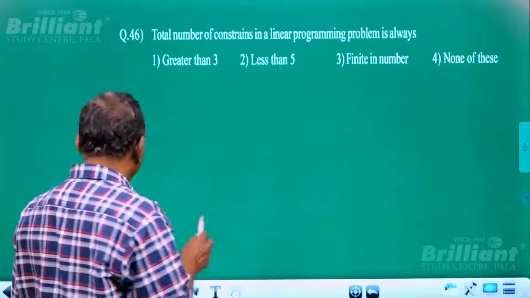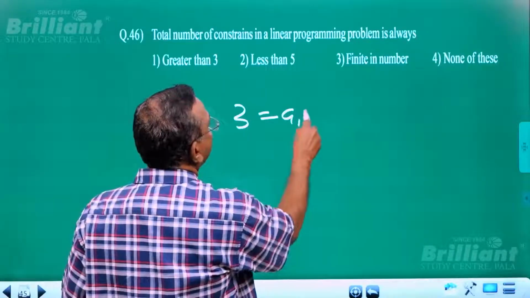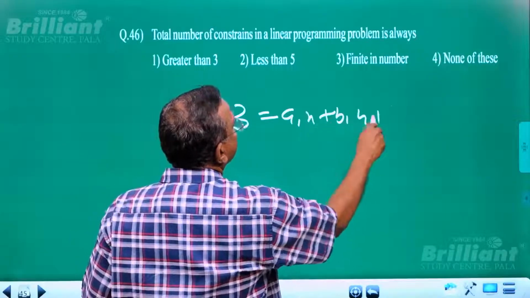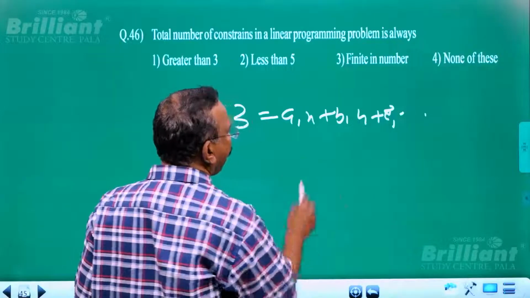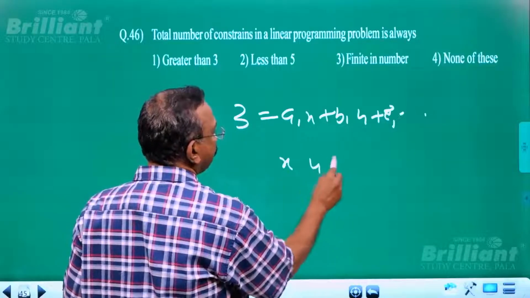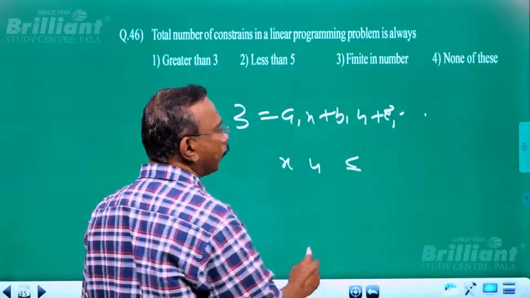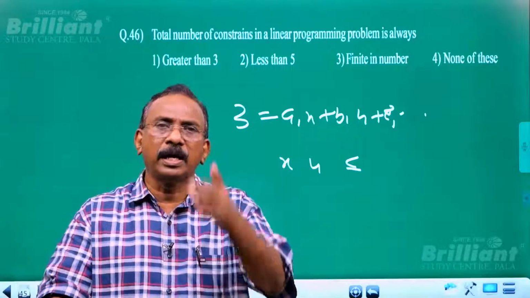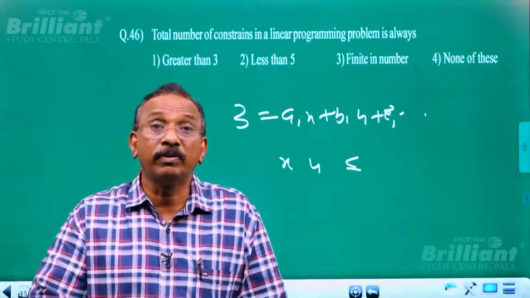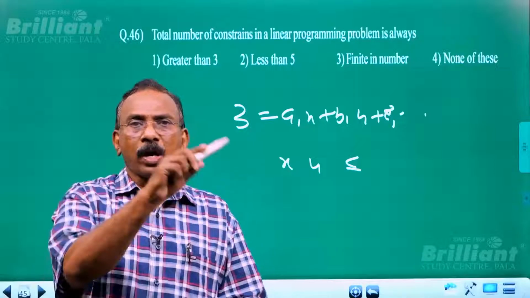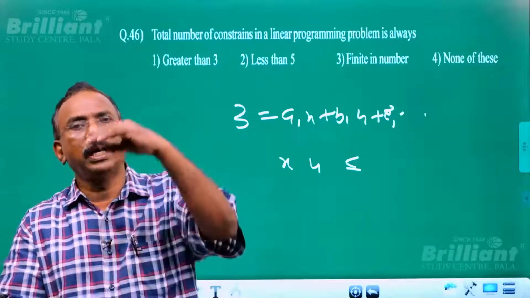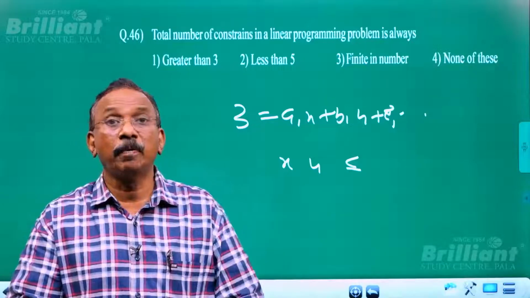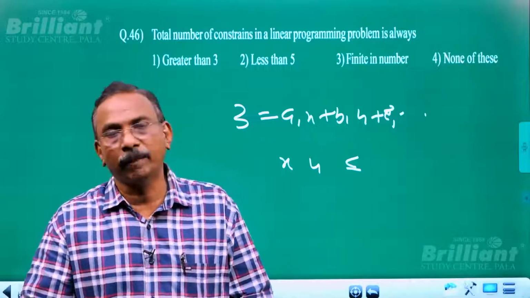The pattern is Z equals a1x plus b1y plus c1z like this, and some constraints in x, y, z should be less than or equal to, like this. They are equations. So you simply draw the straight lines, identify the inequality, observe the feasible region, and the corner points can be identified, and you optimize by substituting the corner values.